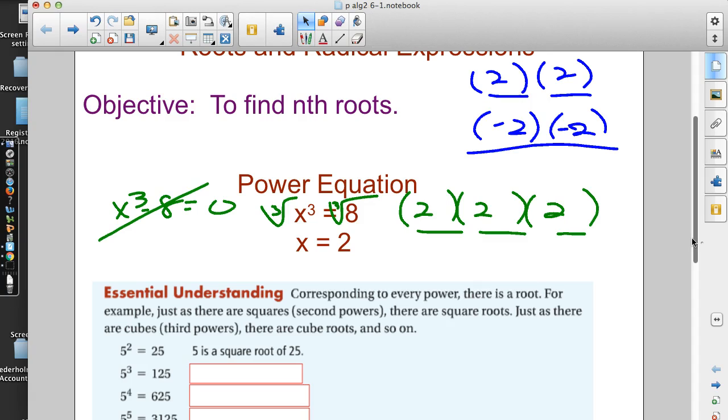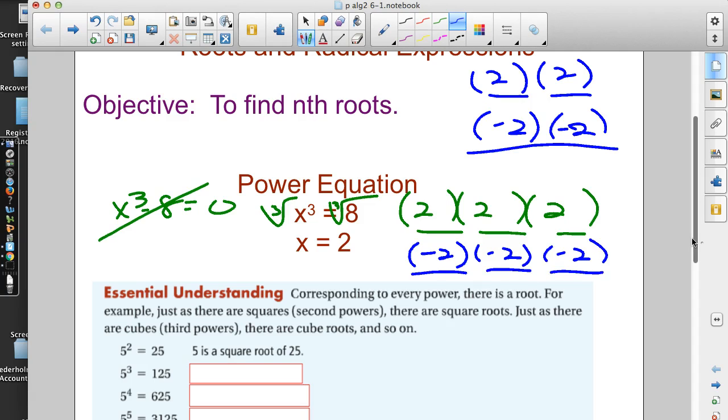We've got it. Now, is there a possibility that it could have been negative 2 in those 3 slots? What's wrong with that thing? You're shaking your heads. Why not? Jackson, why not?